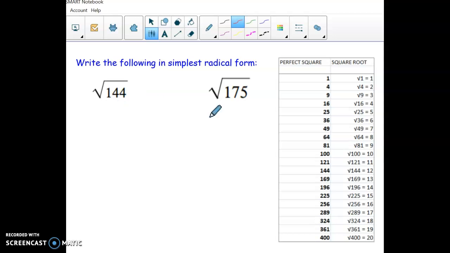For 144, I don't actually have to split because that is already a perfect square. The square root of 144 is just 12. So this one just cleaned up nice and neat to 12.